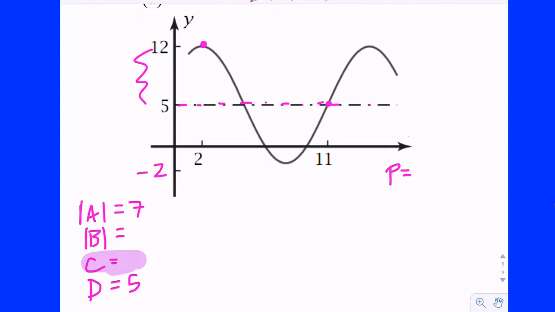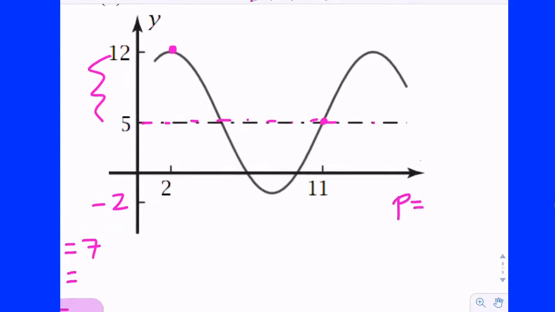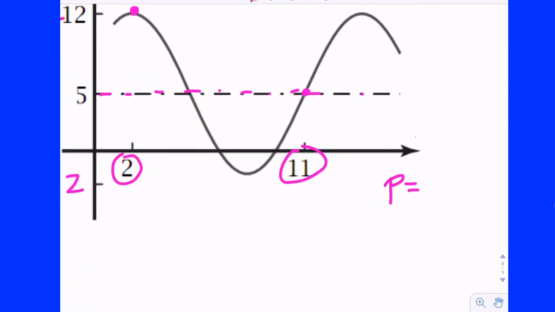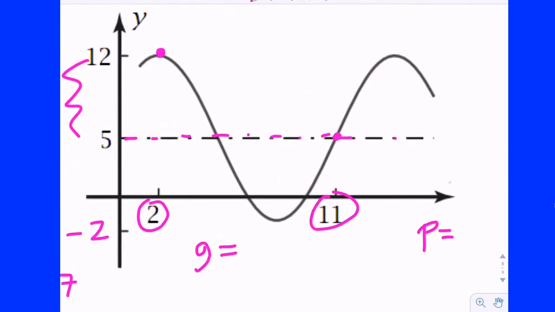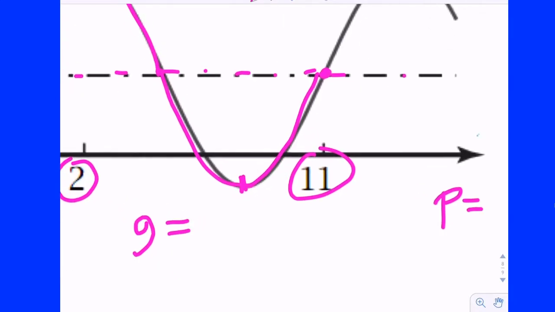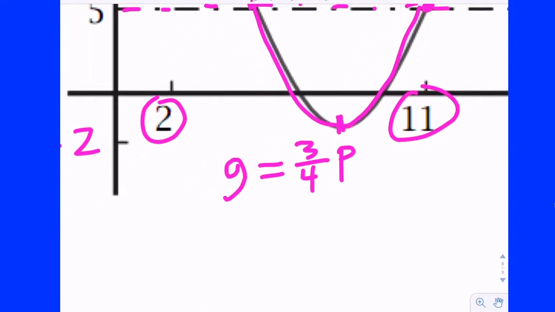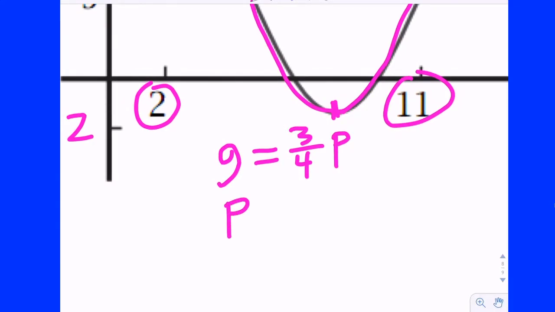Good to know. Now the B value, again, we don't get straight from the graph. We have to get the period. The period's the length of one cycle. I only have 2 X values labeled, so I have to use them. How far is it from 2 to 11? 9. So 9 units represents what fraction of a cycle? 3/4. Good. Here's a quarter cycle, there's another quarter cycle, and there's another quarter cycle. So that represents 3/4 of the period. See that? If 9 is 3/4 of the period, how would you solve for the period?